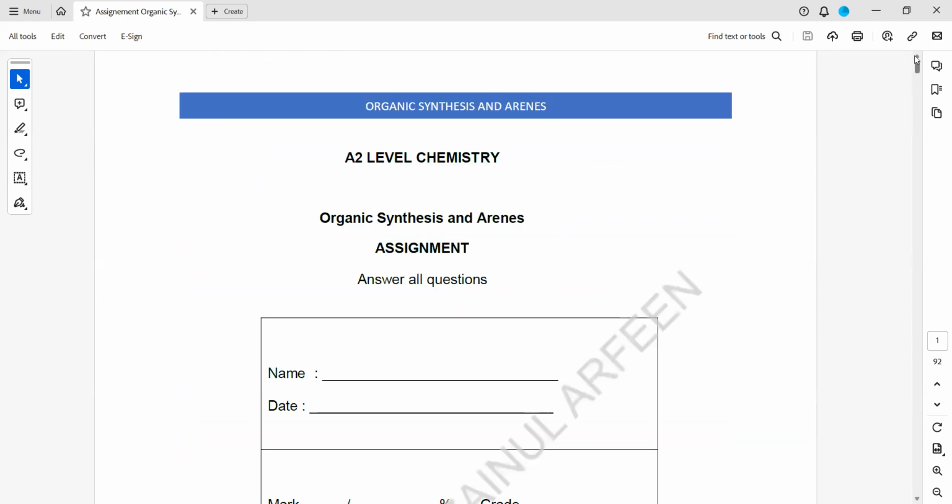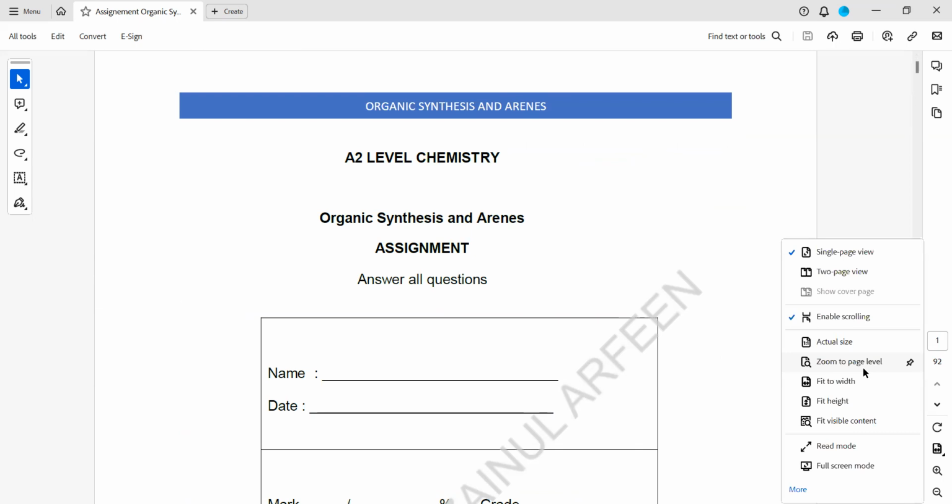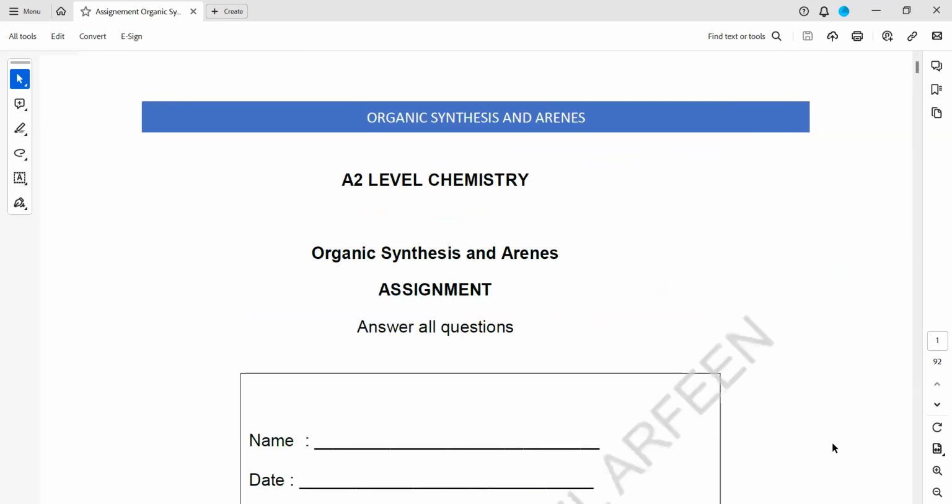So this was organic synthesis and arenes. Any question or a doubt related to the session today?